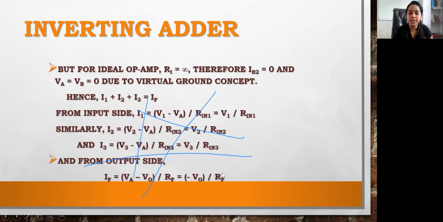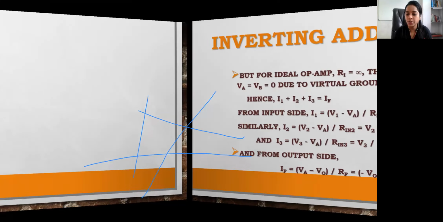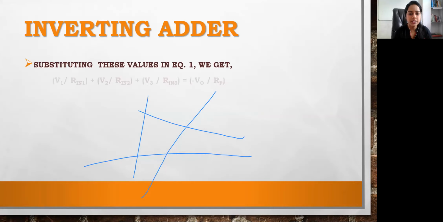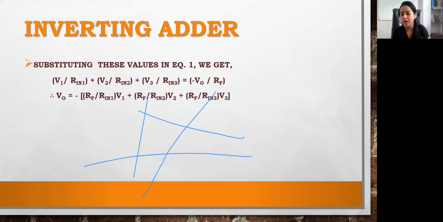So if we put these values in equation 1, we have V1 divided by R in 1 plus V2 divided by R in 2 plus V3 divided by R in 3 is equal to minus of V out by RF. These are only the values which we have derived. We have put them in equation 1. What was equation 1? I1 plus I2 plus I3 is equal to IF. In that equation, we have put the values.